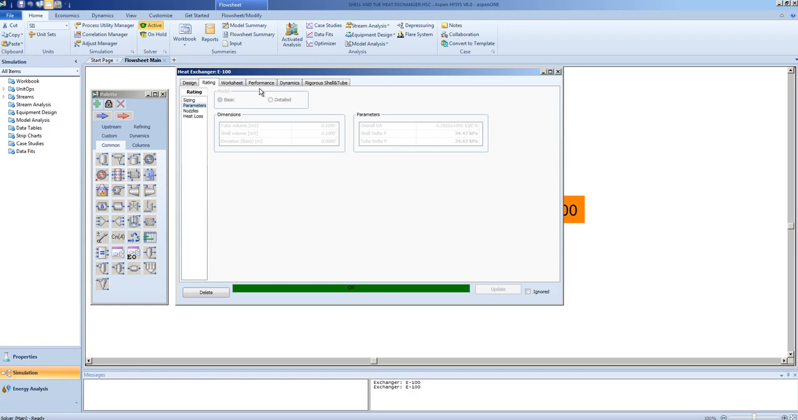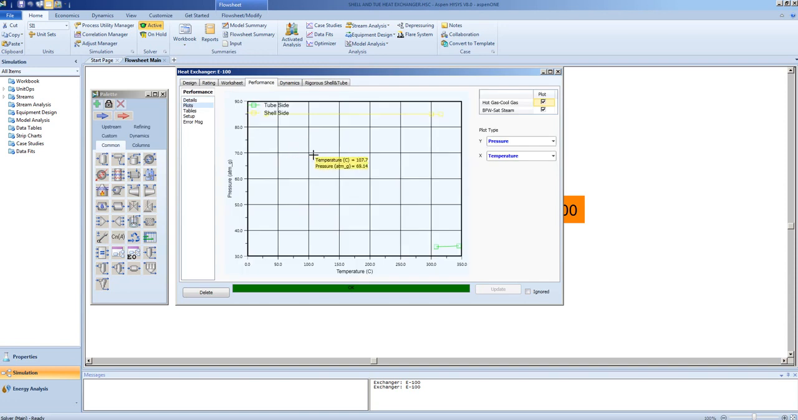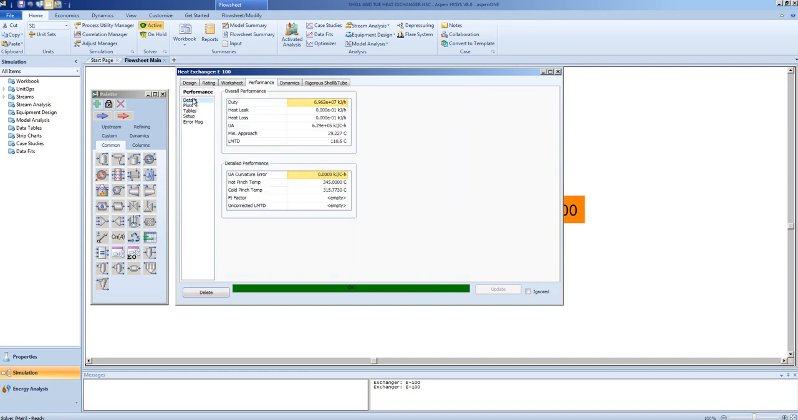We can also take a deeper look at the performance of the exchanger. Plots for the exchanger, very difficult to see at this point, for the tube side and the shell side. We can get the UA value and the LMTD.